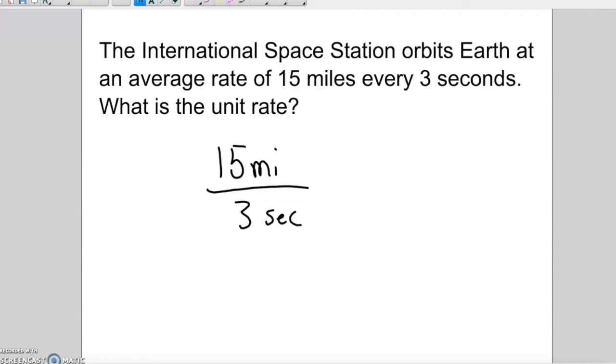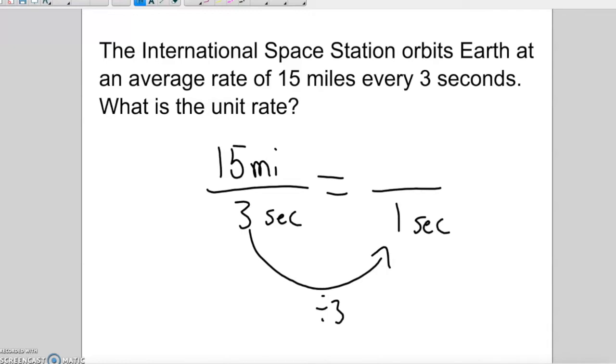Okay? Now, we find this as a unit rate. What does that mean? That means a denominator of 1 second. We want to know how fast this thing goes in 1 second. So how do you go from 3 to 1? Divide by 3. What you do to the bottom, you do to the top. 15 divided by 3 is 5 miles. Okay? And now we know that it goes 5 miles in 1 second.